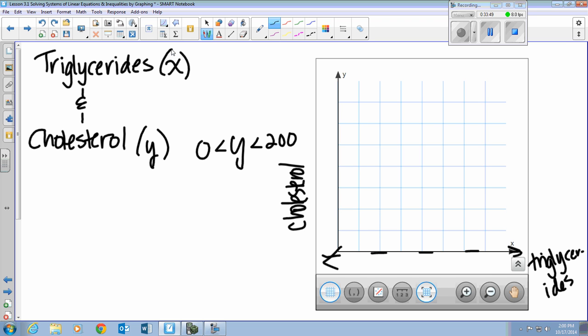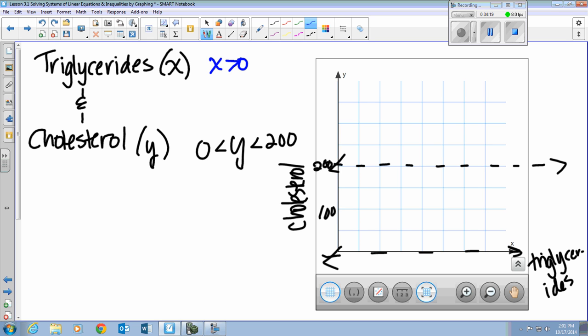Now, what do you want to count by on your Y-axis? 50, 50, 100, 150, 200. And Y has to be less than 200. So this is a dashed line at 200. So Y has to be greater than 0, less than 200. It's all the region then in here between the two. I'm not shading it yet because I have 4 lines I'm going to graph. So there's the first 2. The other 2 are going to deal with triglycerides.